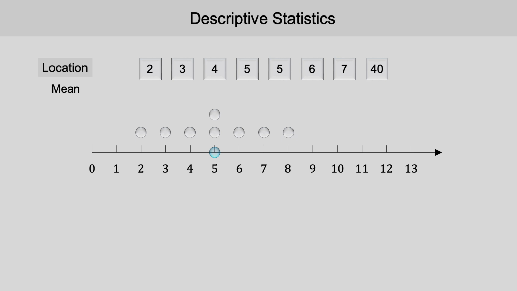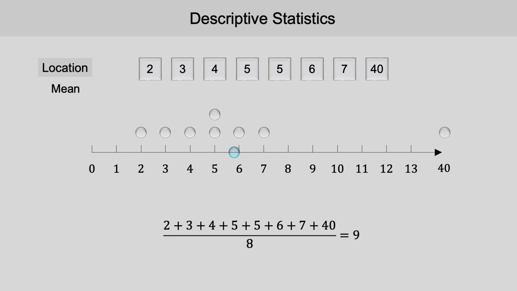Now, if one of the values changes from 8 to 40, the average shifts from 5 to 9. And in this case, the value 40 is an outlier, a point that has a strong impact. This shows that sometimes the average might not truly reflect the actual situation of the data.